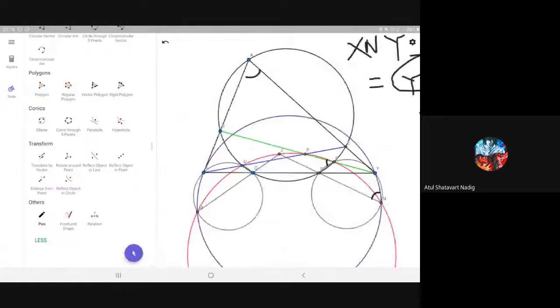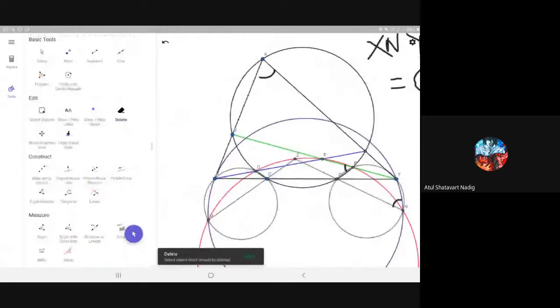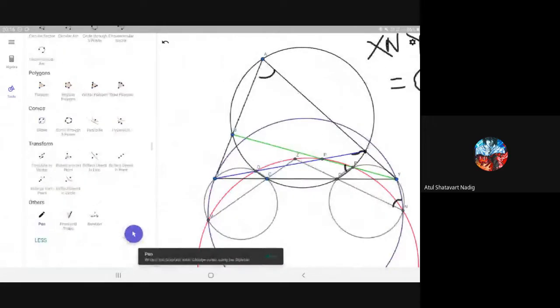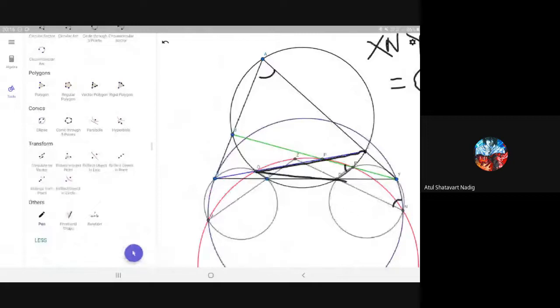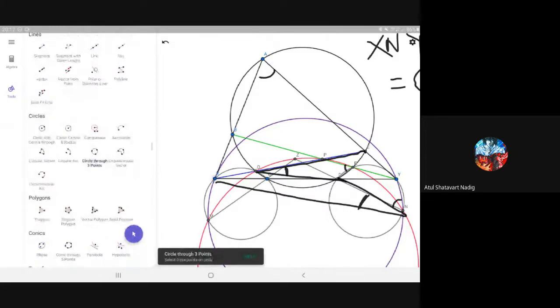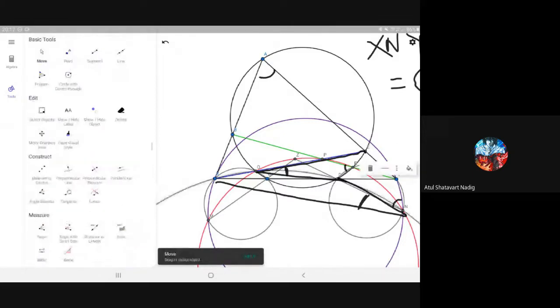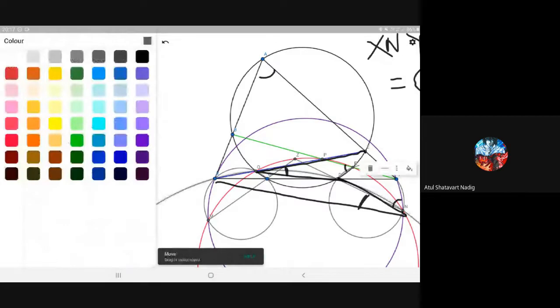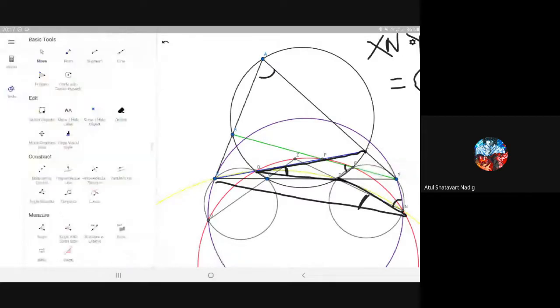I'll just do this like this. And you want to prove that angle XND, so you want to prove that this angle is equal to this angle. In other words, you need to prove that the 4 points X, Q, D, N are cyclic. If you just draw it around them, you want to prove that this orange circle exists, or this yellow circle exists, and it passes through X, Q, D, N.